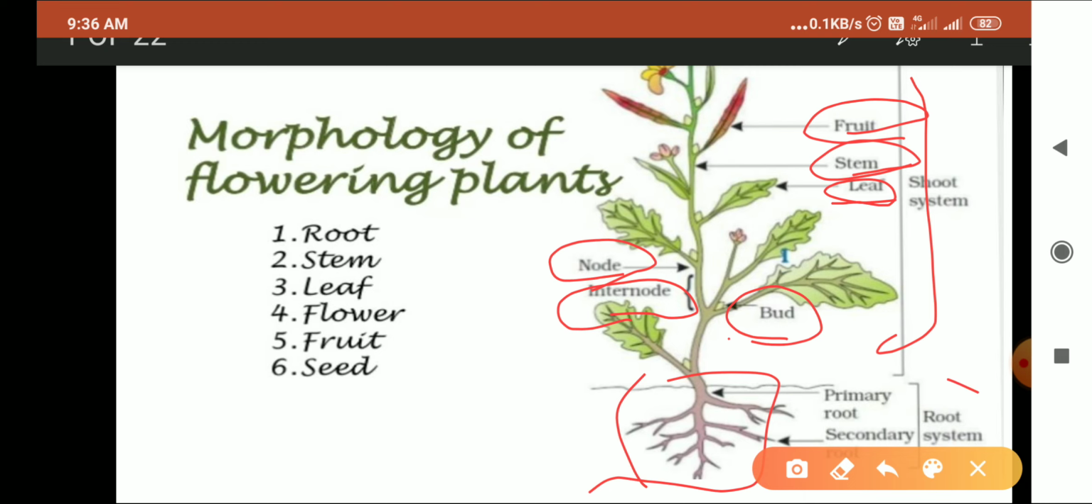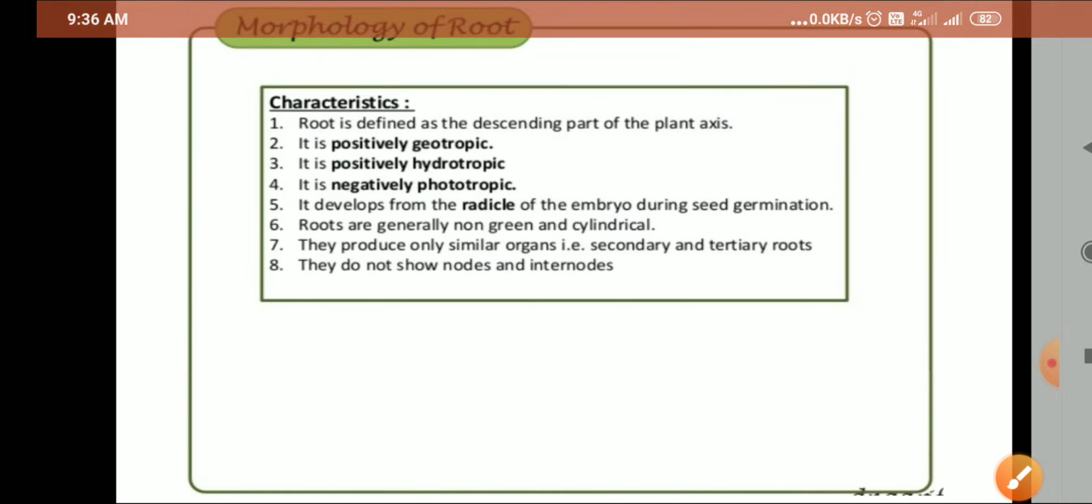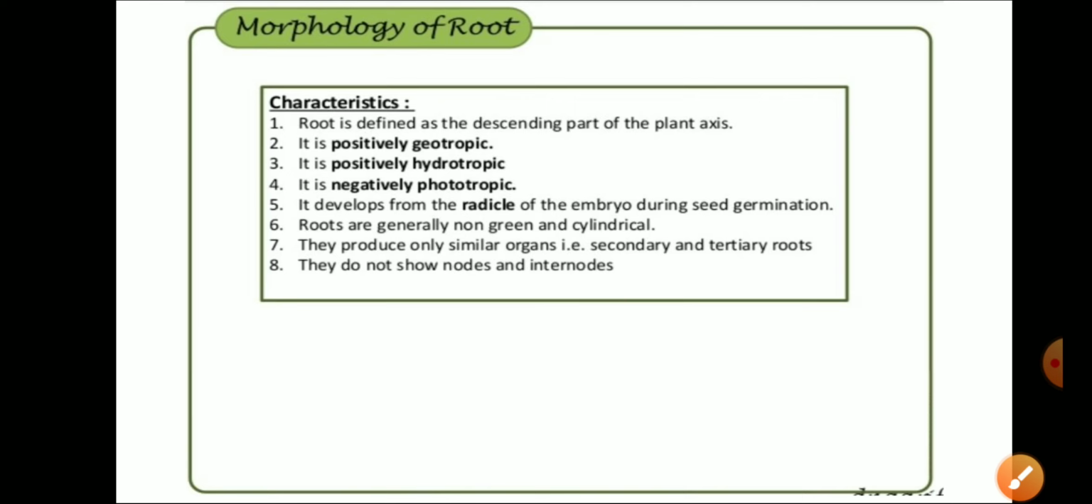Next, in this slide we have morphology of roots. Today we are going to study about the modifications of root, stem and leaf. So firstly, we are going to study about the root.